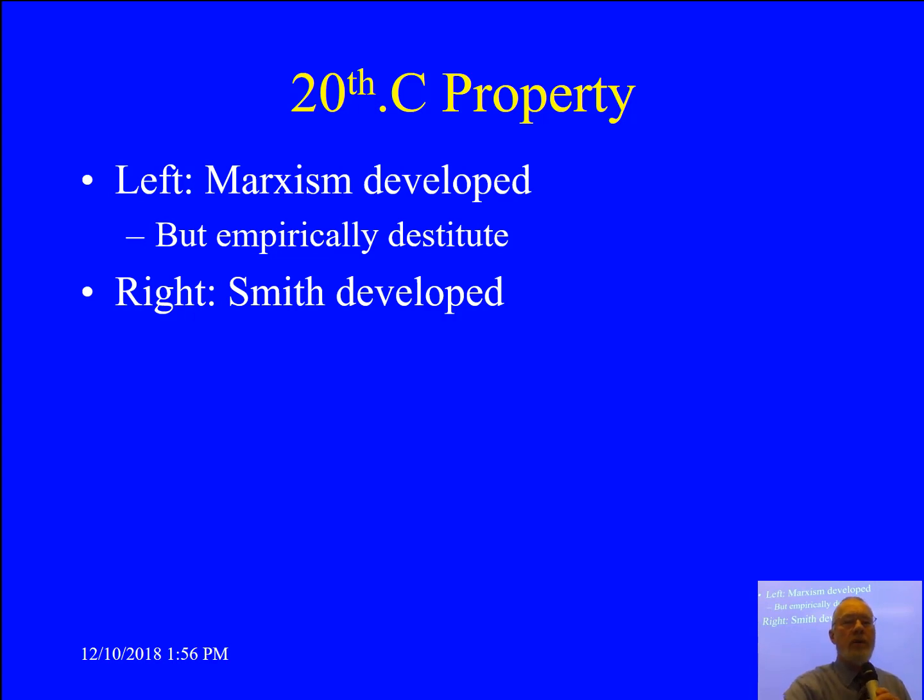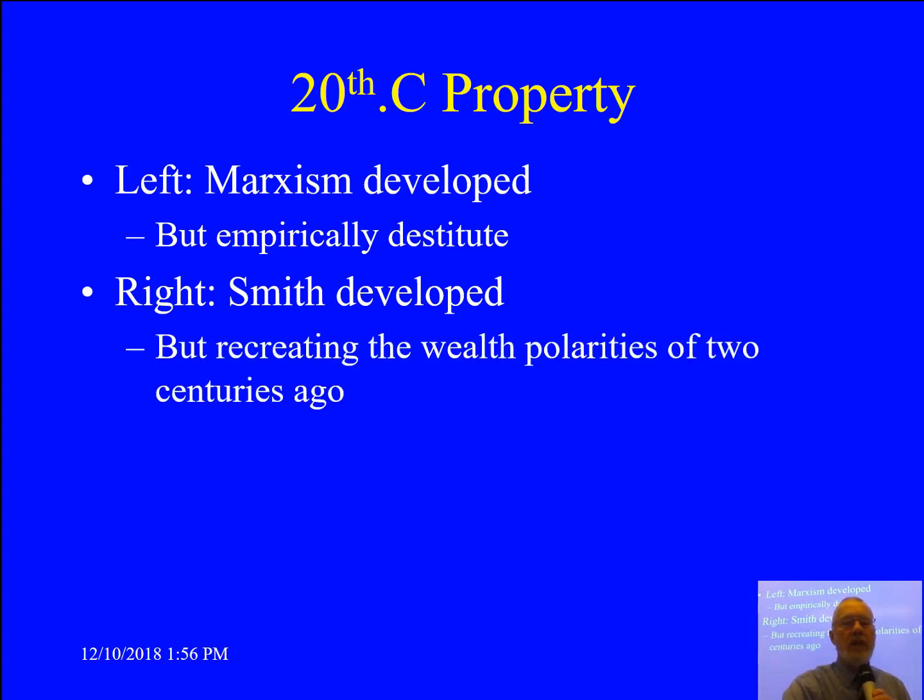Okay, on the right we've had Smith developed, and Smith has really developed into neoclassical economics. Friedman, the monetarists, is probably the most extreme version of that. Neoliberalism, sometimes called now. Hayek and what's the other fellow, Novak, they're all really descendants of Smith.